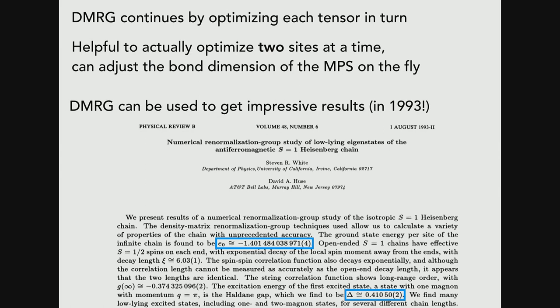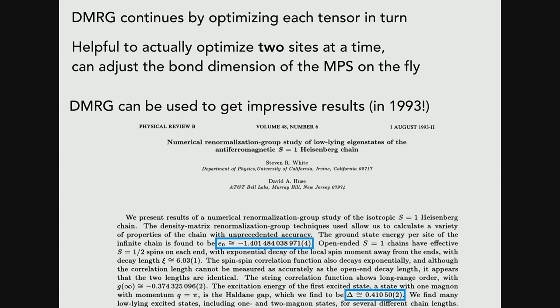So this was a study done by Steve White, who invented it, with David Hughes of the spin-1 Heisenberg chain. And this was at a time when I think, maybe I'm wrong about this, but I believe there was still some debate even about whether there was a finite gap or not, or at least what exact size it had. There's this famous Haldane gap, which is predicted to be there from some kind of topological effects.